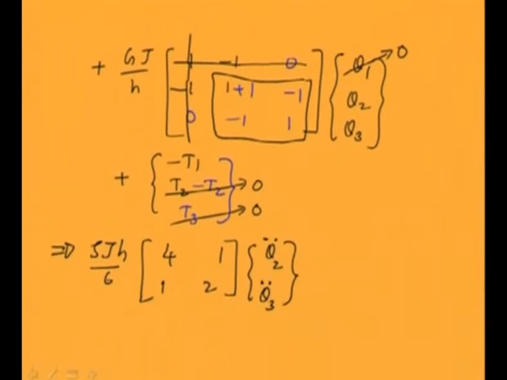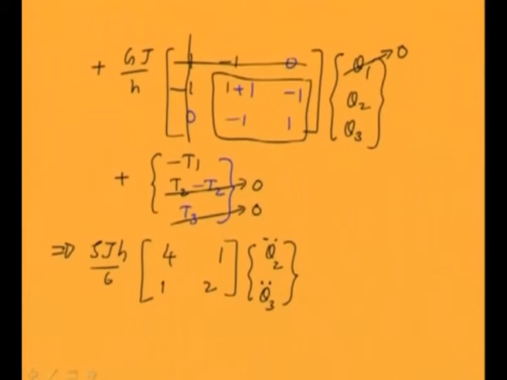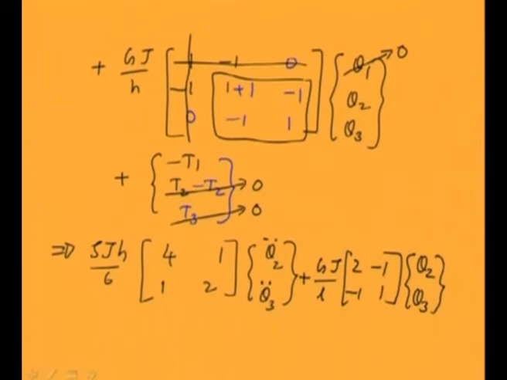This is coming from the mass matrix. Let us go back to the previous slide. This 2 into 2, 4, and here we have only 2 vectors, this one plus the stiffness term, theta 2, theta 3, okay, and the right hand side both are 0.